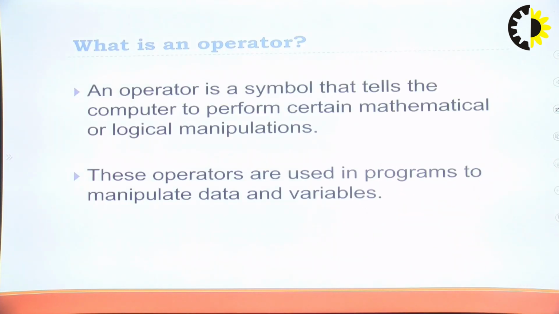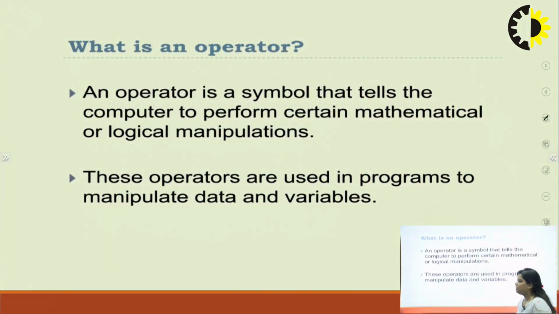Now first understand what is an operator. An operator is a symbol that tells the computer to perform certain mathematical or logical manipulations. These operators are used in programs to manipulate data and variables. So, in order to understand the operator, first we need to understand what is operand, operator, expression, and then what is statement. And here you have encountered two more words. One is data and one is variable.